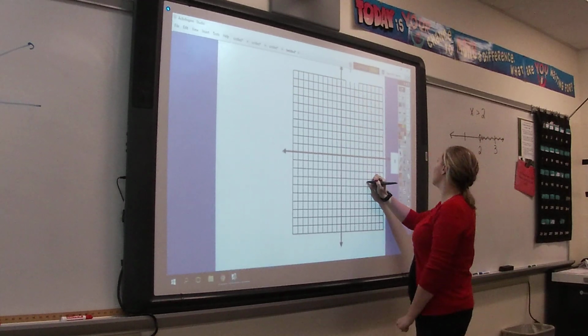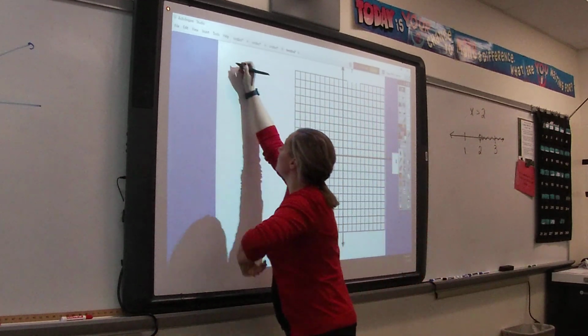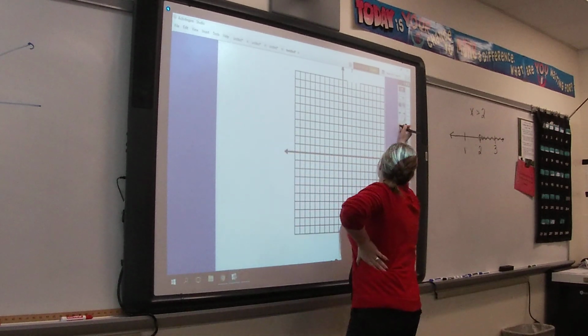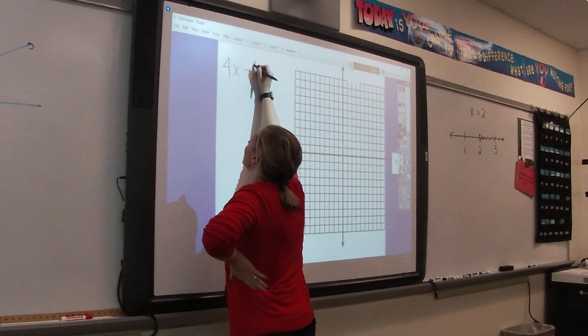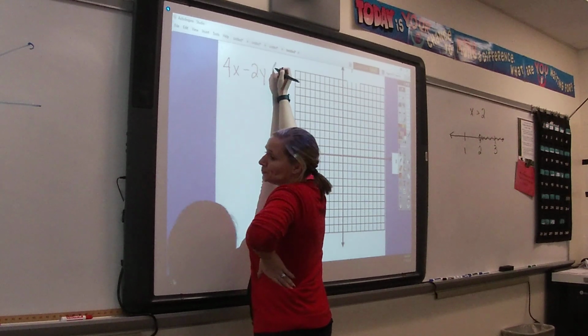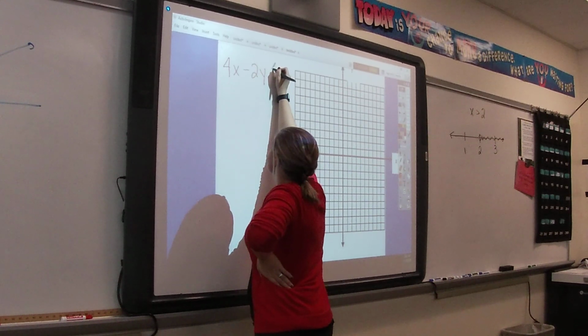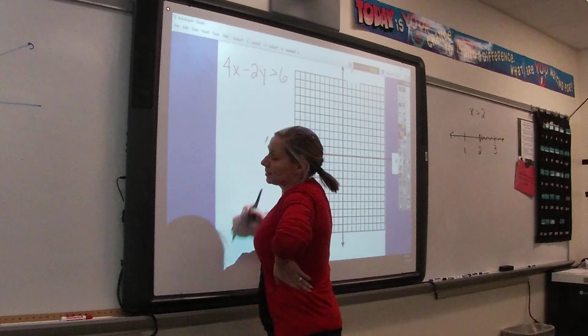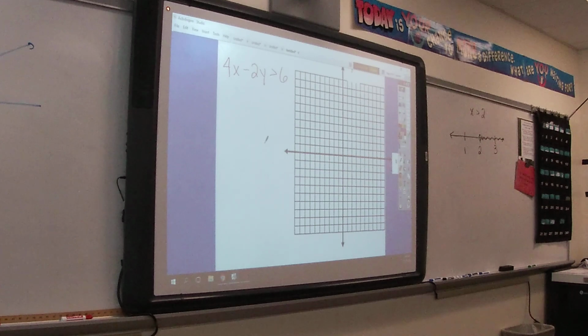Last one for notes here. 4x minus 2y is greater than 6. Wait, wouldn't you have to add your 4x to both sides, which you can't really do? Well, we don't want to add 4x. When we look at this to start with, is it in the correct format? No. So we need to solve for y. What are we going to do first? Subtract 4x on the other side.